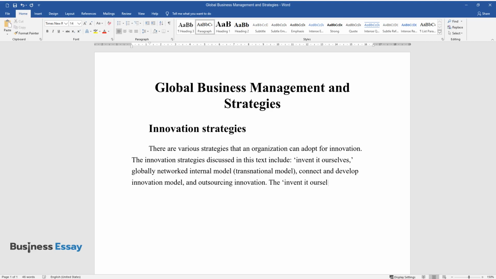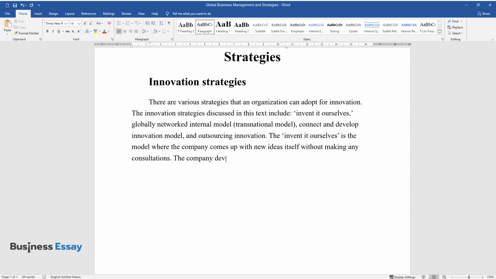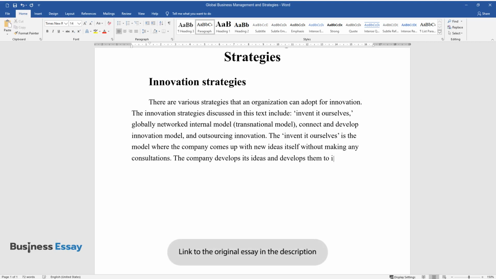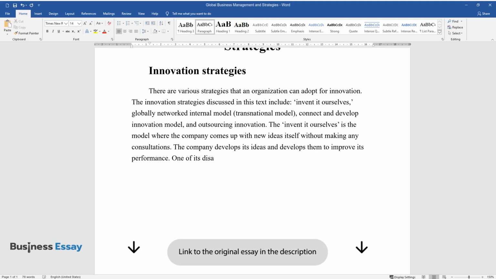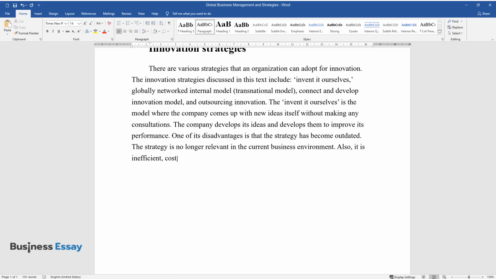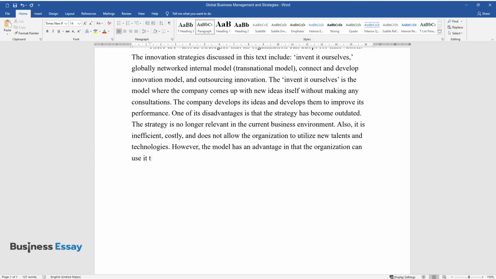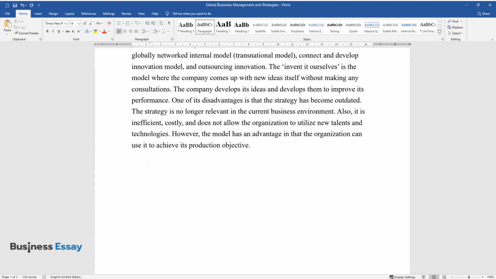The invent it ourselves is the model where the company comes up with new ideas itself without making any consultations. The company develops its ideas and develops them to improve its performance. One of its disadvantages is that the strategy has become outdated. The strategy is no longer relevant in the current business environment. Also, it is inefficient, costly, and does not allow the organization to utilize new talents and technologies. However, the model has an advantage in that the organization can use it to achieve its production objective.